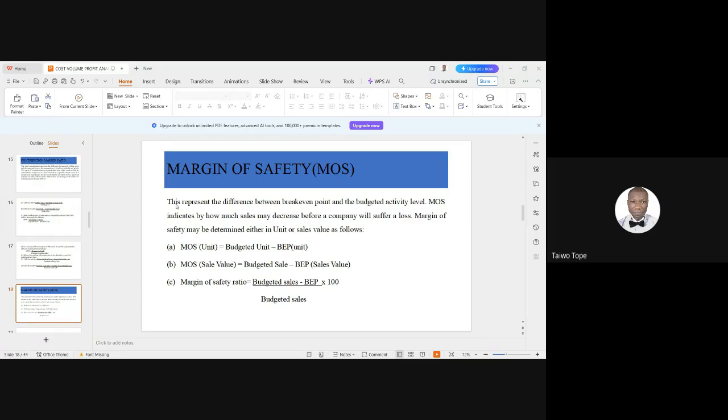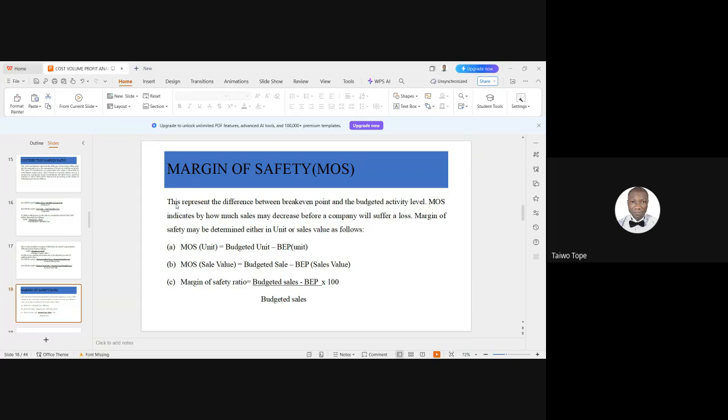So this margin of safety measures how much actual or expected sales can fall before the business reaches its break-even point. What it does is that it's a cushion between your actual sales and break-even sales. So it shows how safe or risky a business is. The higher the margin of safety, the lower the risk of incurring a loss.